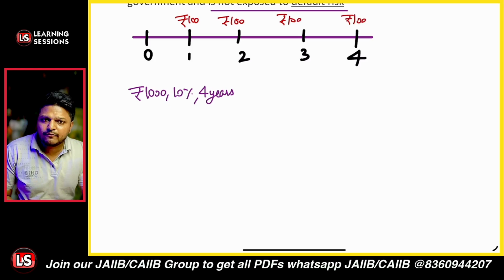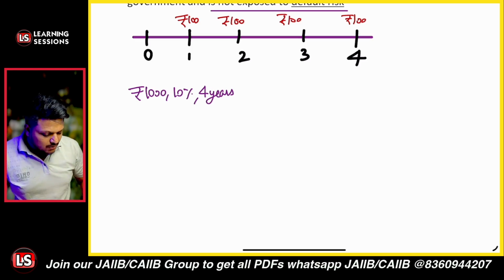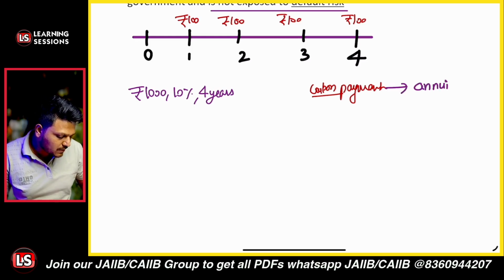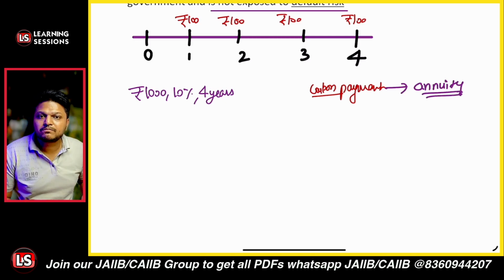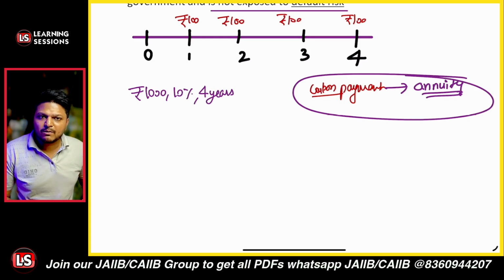And when you're getting a fixed amount at a regular interval, it forms an annuity. So here, the interest payments or the coupon payments which I am receiving form what? They form an annuity, right? So it is very much easier for us to calculate the present value or the future value of the annuity.